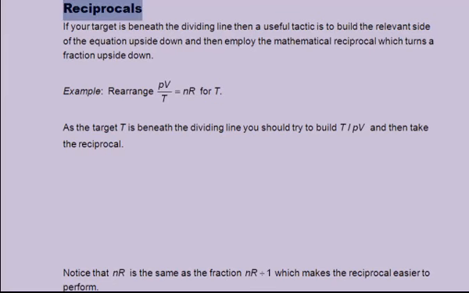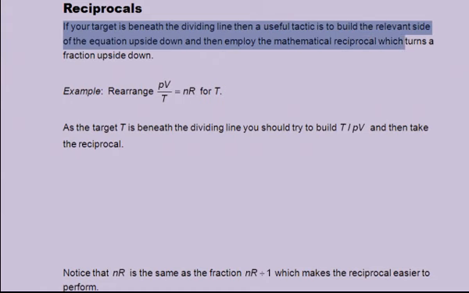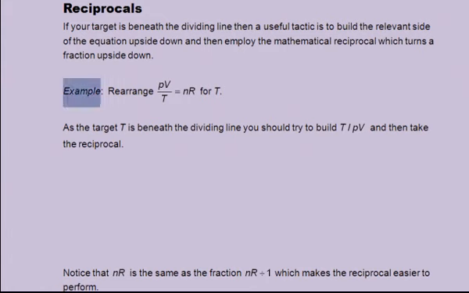Reciprocals. If your target is beneath the dividing line, then a useful tactic is to build the relevant side of the equation upside down and then employ the mathematical reciprocal, which turns a fraction upside down. Let's look at an example. Rearrange PV over T equals NR for T.